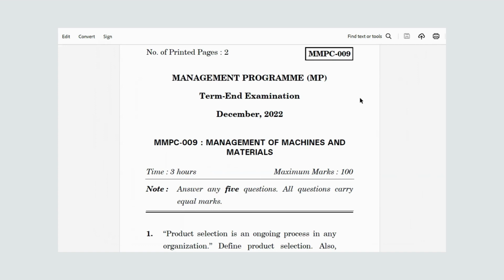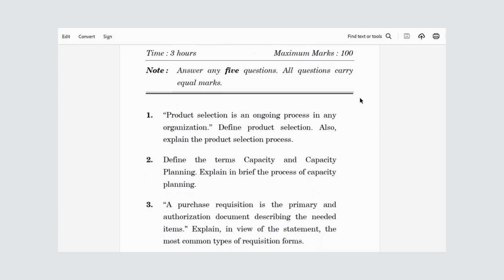Today, let's see the terminal examination of MMPC-009, December 2022, that is Management of Machines and Materials. We have seen the June 2022 paper just before, okay? So now let's discuss this question paper, each and every question one by one, okay?